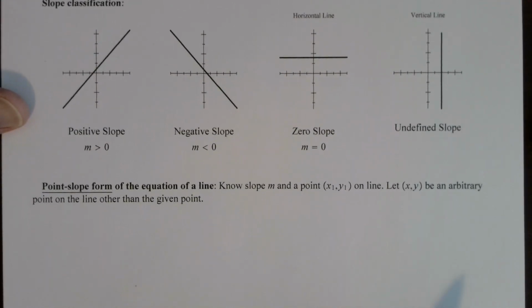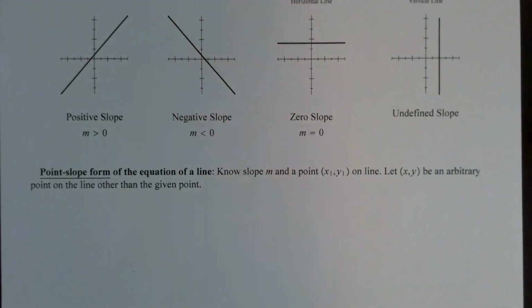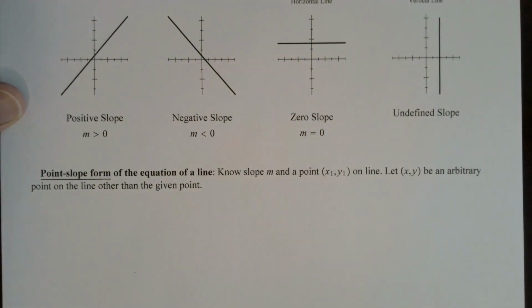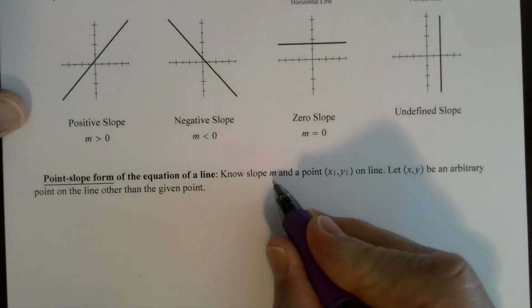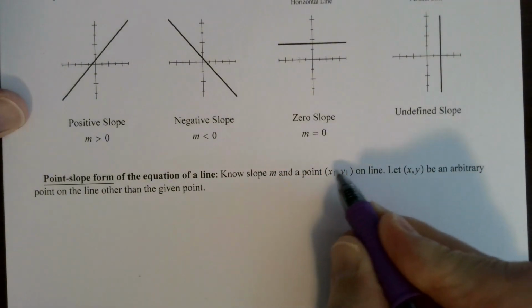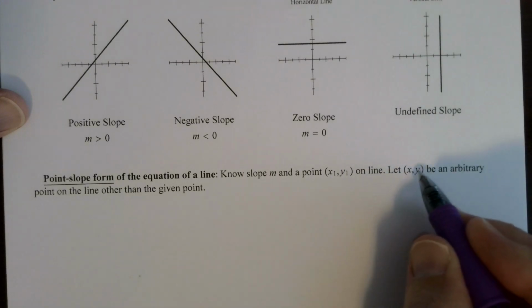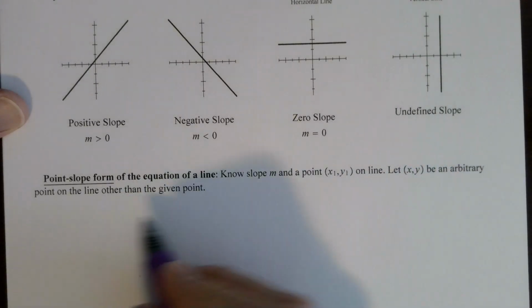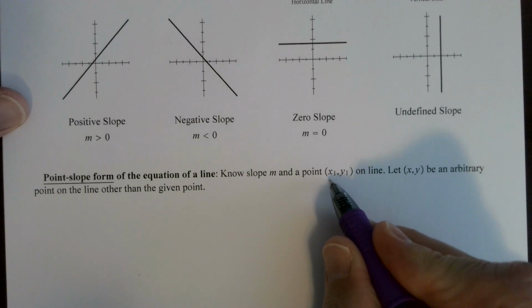Now, from this idea of the slope, we can get our so-called point slope form of the equation of a line. If we know the slope m and a given point on the line, then we can find the equation. If x comma y is an arbitrary point on the line, so by arbitrary, notice this is a given point.